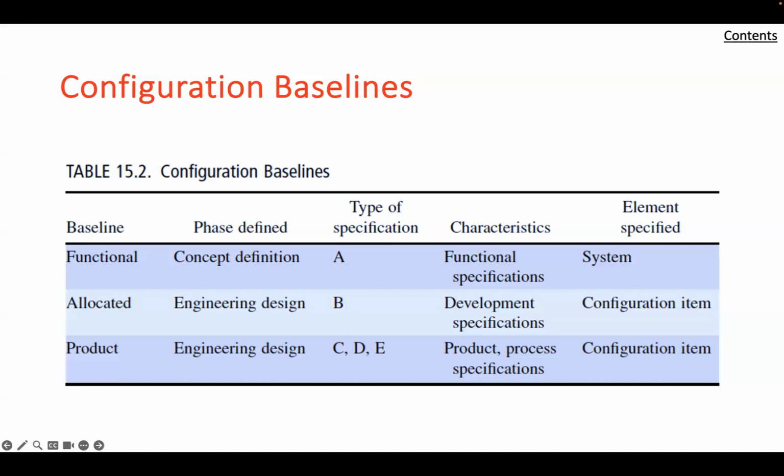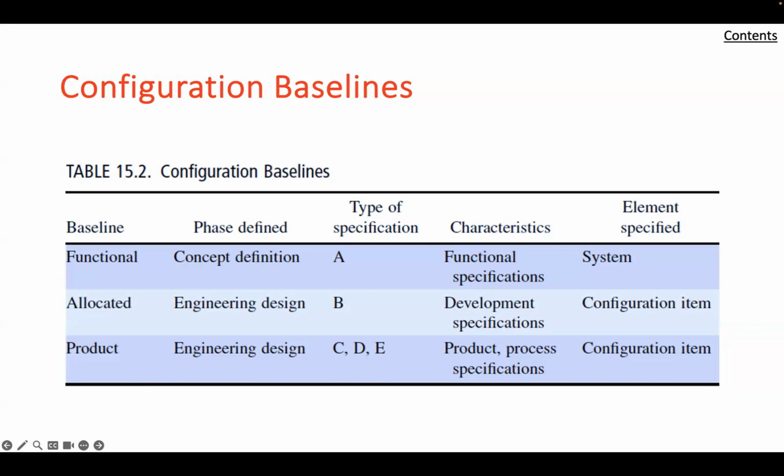Next, we have configuration baselines, and that's where we're showing this table. An important concept in the management of the evolution of system design during the system lifecycle is that of the configuration baseline. The most widely used forms are called functional, allocated, and product baselines. The table that we're showing here shows the phases in which each of these is usually defined, the type of specification that describes it, and the primary characteristics that are specified.